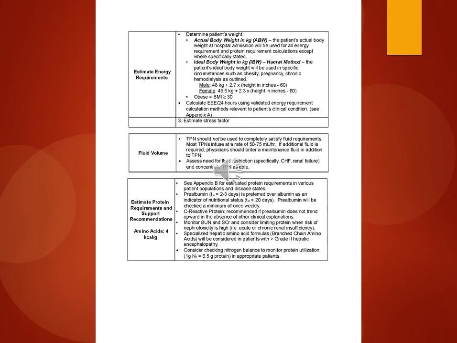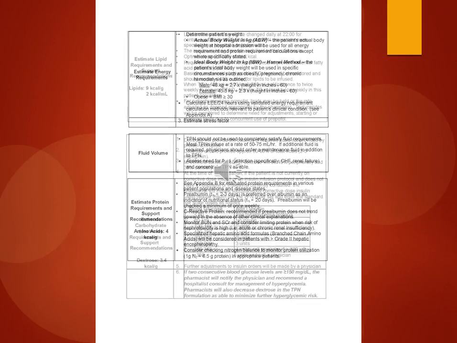Monitor BUN and SCr and consider limiting protein when risk of nephrotoxicity is high, i.e., acute or chronic renal insufficiency. Specialized hepatic amino acid formulas, branched chain amino acids, will be considered in patients with more than grade 2 hepatic encephalopathy. Consider checking nitrogen balance to monitor protein utilization, 1 gN equals 6.25 g protein, in appropriate patients.